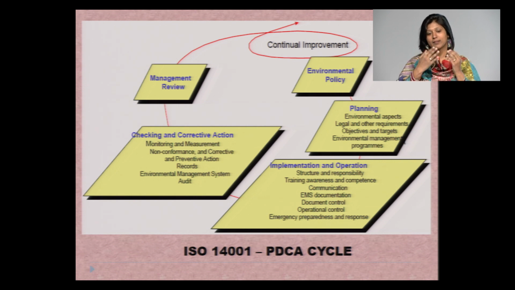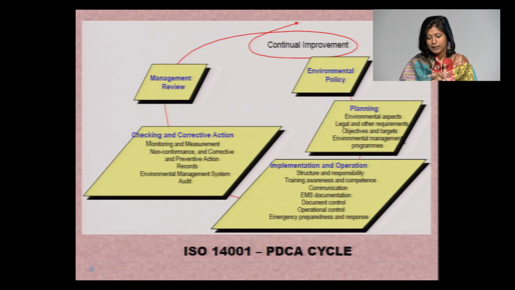After planning, next comes the implementation and operation part, wherein the structure and responsibility of the system will be identified. We all know we have to have a structure: what will be the flow of authority and, at the same time, the flow of responsibility. To achieve any task, we have to give the people the necessary authority and, at the same time, the necessary resources so that they can achieve the desired activity. Next, to do so, we have to make them competent. That can be in terms of training and awareness programs that have to be sorted out.